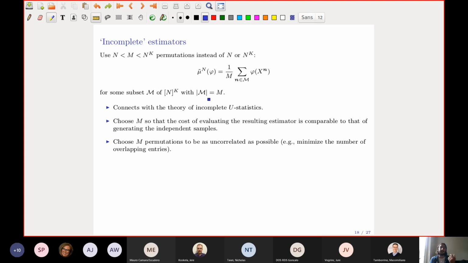Right? That way, if samples are very expensive to generate, you end up making a lot of permutations. If they're cheap to generate, you make few permutations. And then, kind of an obvious comment, you should try to choose these permutations to be as uncorrelated as possible. And kind of an easy way of doing that is just trying to minimize the number of overlapping entries.